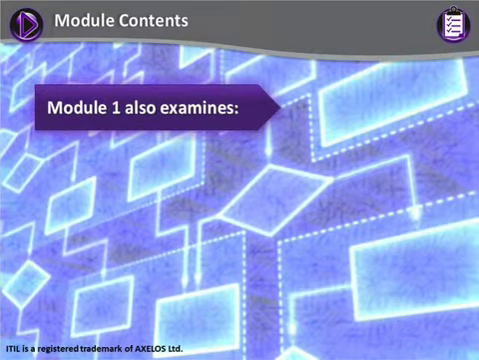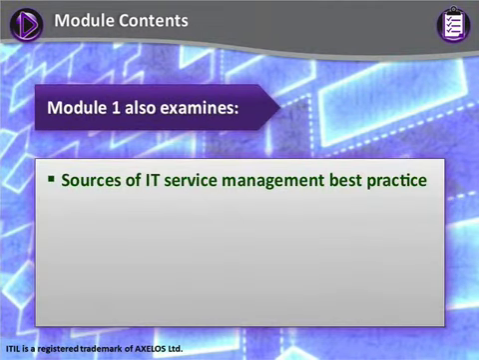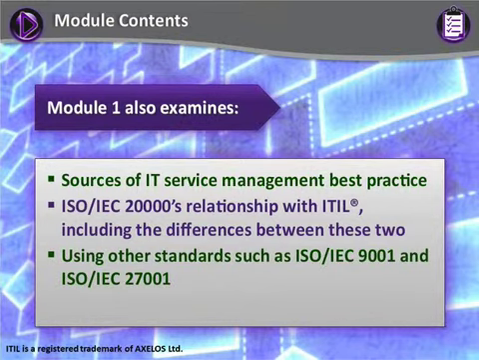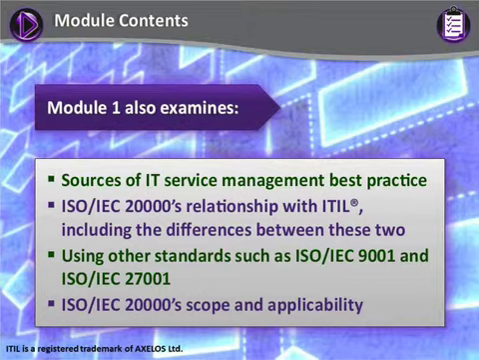Module 1 continues with guidance about where to find sources of IT service management best practice. This includes ITIL, amongst others. We look at the relationship with ITIL and the differences between the standard and the best practice framework. The module looks at how other standards such as ISO 9001 for quality management and ISO 27001 for information security management can be used with ISO 20000. It also defines several key terms and explains several concepts used in the standard. Finally, we consider how ISO 20000 is used, particularly its scope and applicability.